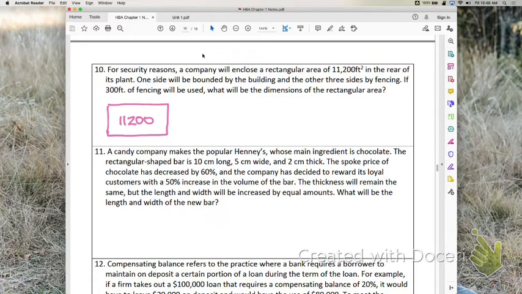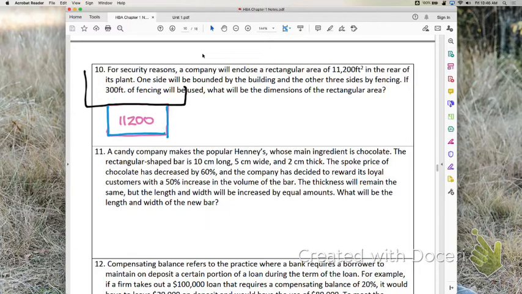Okay, that's the area. One side will be bounded by the building and the other 3 sides by fencing. So in other words, back here somewhere there is a building, but we're going to put fence around 3 sides of this. These 3 sides. If 300 feet of fencing will be used, what will be the dimensions of the rectangular area?